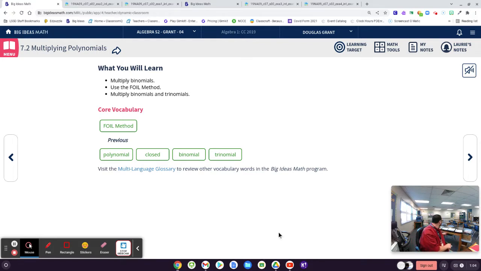I personally prefer a different method, which I call the area model. Big Ideas teaches it as like a table model. And then there's two other ways of multiplying that nobody ever uses, but we're going to go over them. All right, so let's jump into it.